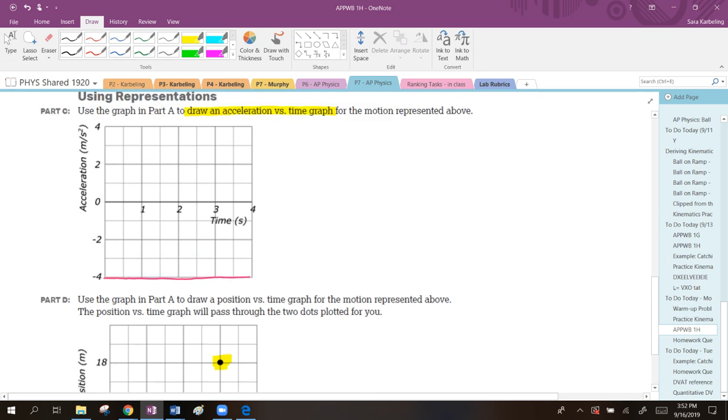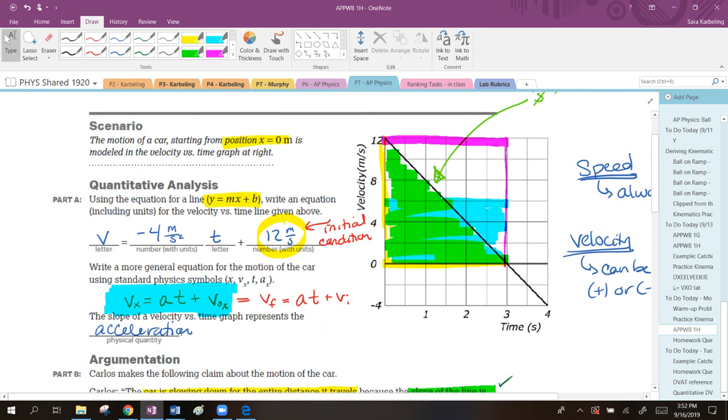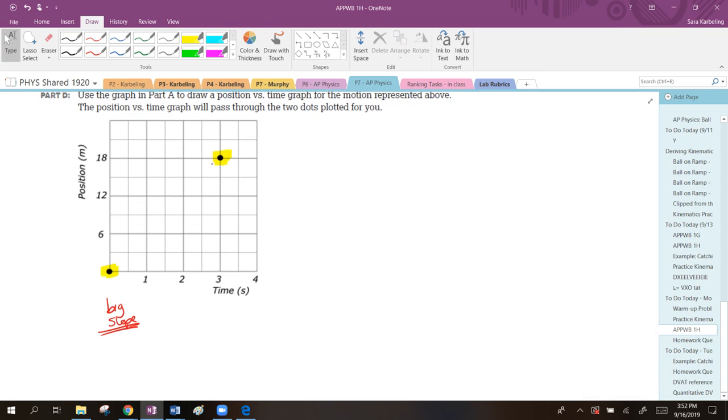Quick question for you. What should the slope of the displacement versus time graph look like at t equals 3? The slope should be 0 here. Are you with me? Because the value here is 0. So that means that the slope should be 0 here.